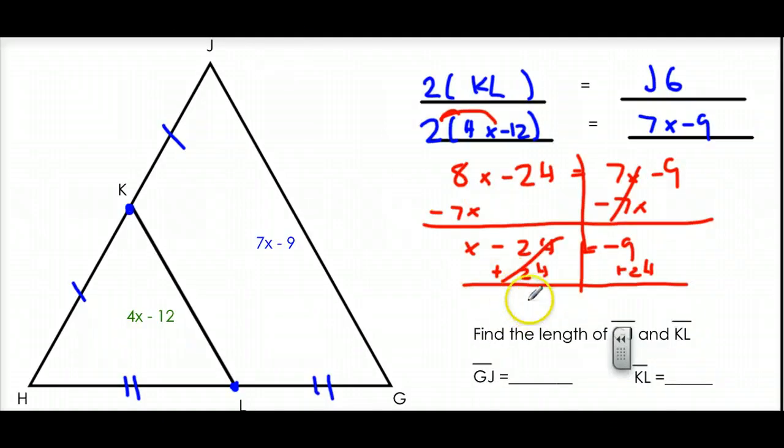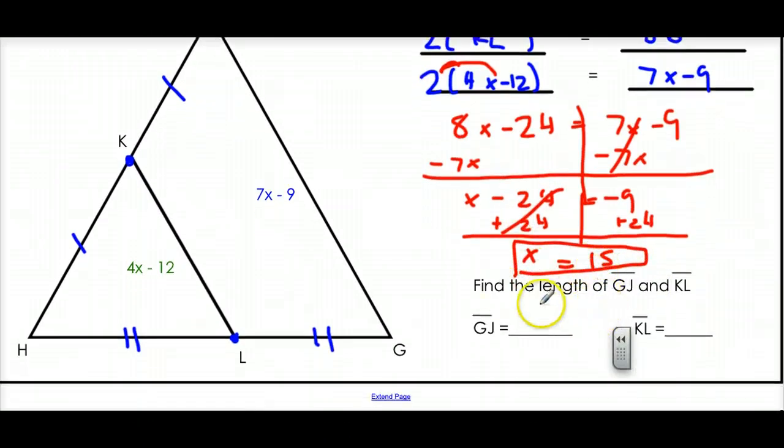And we get x is equal to 15. Okay, now we want to find the lengths of GJ and KL. To do that, we just plug in. So GJ is 7 times 15 minus 9. We're just plugging in for x. And for KL, we're just going to plug in x again, so it's 4 times 15 minus 12.